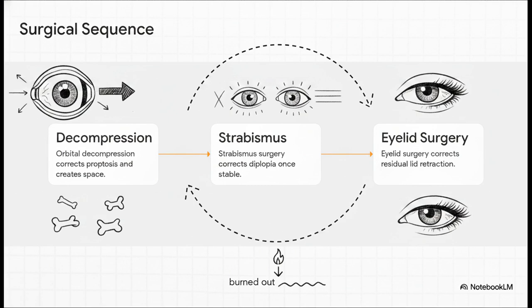Step 1 is orbital decompression. That creates space and fixes the proptosis. Step 2 is strabismus surgery, which aligns the eyes and fixes the double vision. And step 3, performed last, is eyelid surgery. Why this exact order? Because every single step directly alters the anatomy for the next one. Think about it. You can't fix the eyelids until you know exactly where the globe of the eye and the muscles are permanently positioned, right?